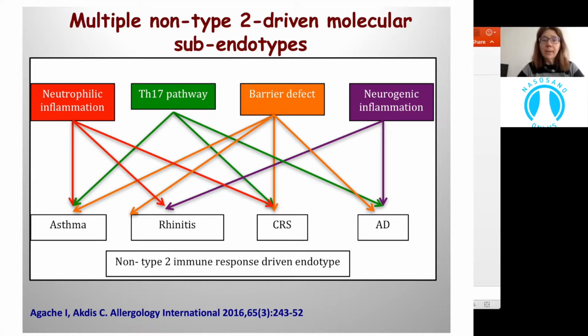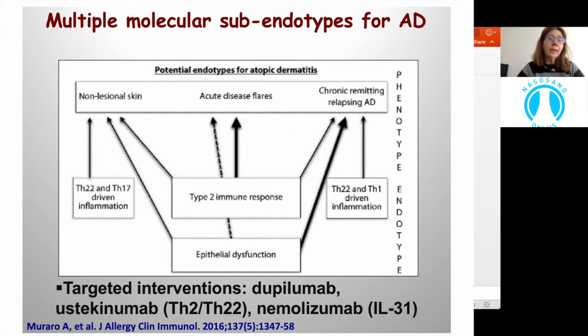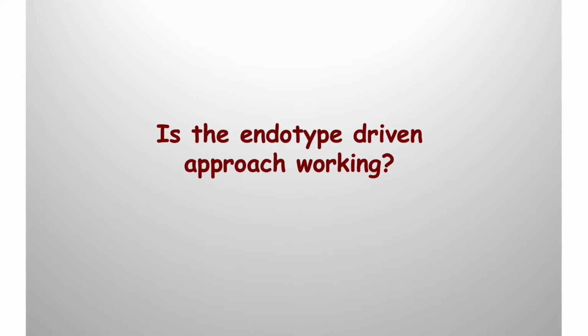Also, for atopic dermatitis, you can see that there are different endotypes which characterize the non-lesional skin, the acute disease flares, and the chronic remitting relapsing atopic dermatitis. And this is very important when we measure the targeted interventions like dupilumab, ustekinumab, or nemolizumab in different forms of atopic dermatitis. Because you can see in acute disease flares, there is a predominance of the type 2 immune response, so dupilumab will be very efficient on acute disease flares. While, for example, in the chronic remitting relapsing atopic dermatitis, the type 1 inflammation and immune response will be there, and it has to be targeted by different biologicals.